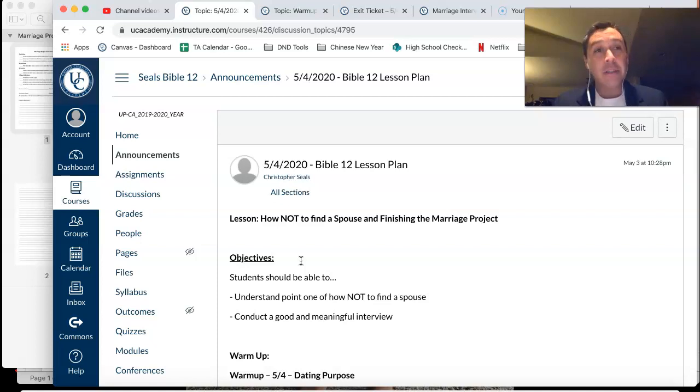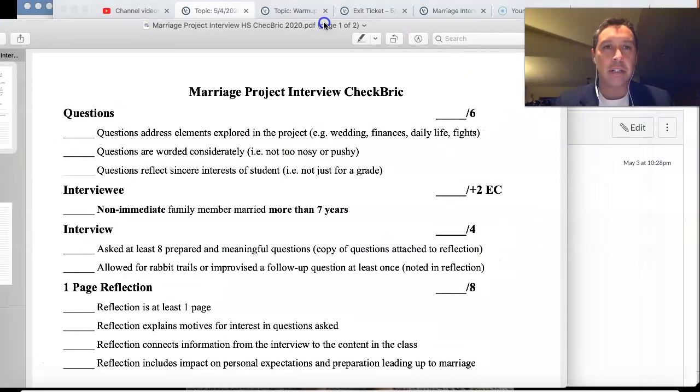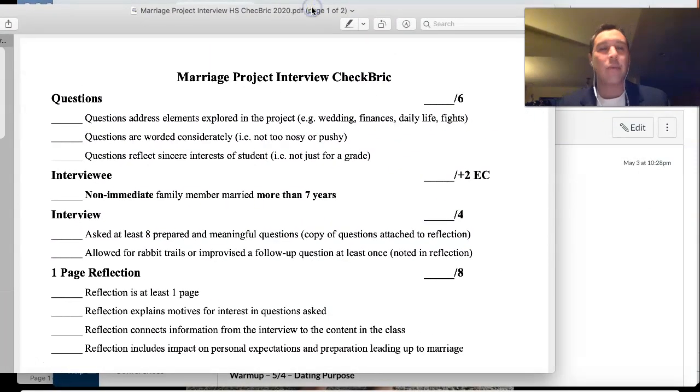It's your big final project. But then the final portion of this is the last 18 points of that project, which is this marriage project interview, because we want to see if your fictional marriage and your financial understanding lines up with reality. So here are the things that are required for this. 1, questions address elements explored in the project.